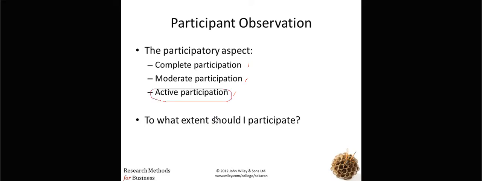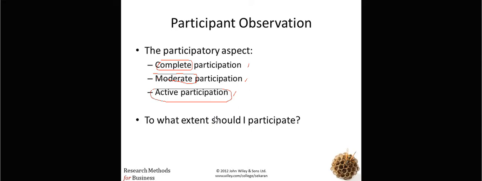Maksudnya every event yang berlaku kita actively involved. Tetapi bila kita dah dapat some idea, okay, just kita nak verify whether idea is valid ataupun tidak, maybe we can choose moderate or complete participant. What condition, dia bergantung kepada how we get the issue, how we understood the issue. Kalau kita tak tahu apa langsung, maybe the good is active participant. Okay, kalau kita dah tahu little bit, maybe moderate or complete participants.